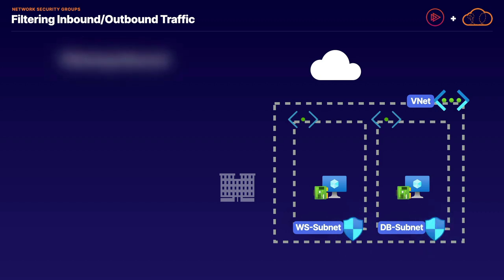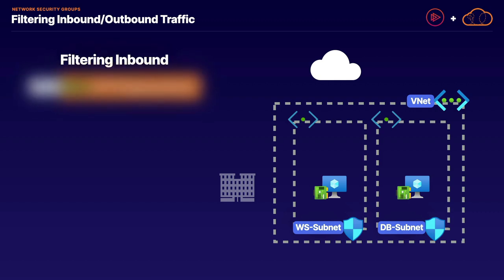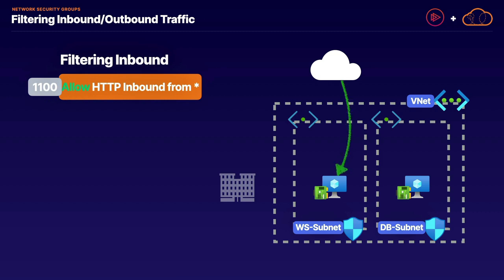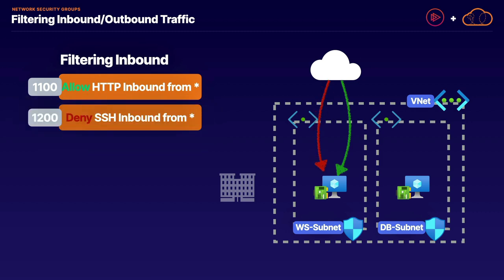Now, when it comes to filtering traffic, let's start off by talking about inbound traffic. With inbound traffic, let's say we want to allow HTTP from the internet so that people can reach our web application, and we specify this with a priority of 1100. But let's say we want to tighten up security for administration and deny traffic inbound for SSH from the internet. Now, at some point, we're going to want to administer this, and as we see, if this rule exists, we won't be able to administer from anywhere because we're specifying a wildcard of any, as denoted by the asterisk.